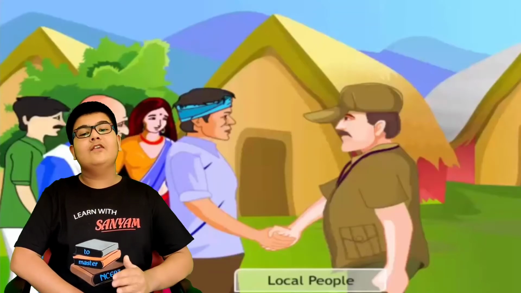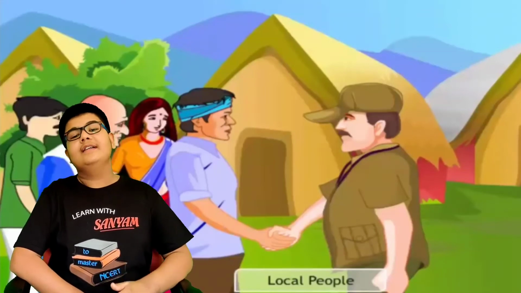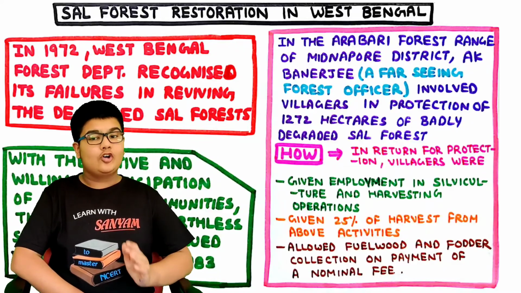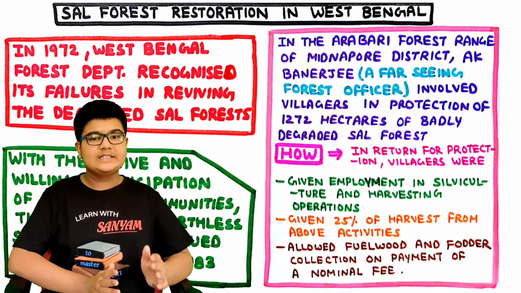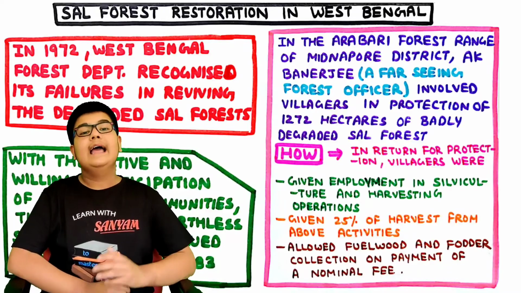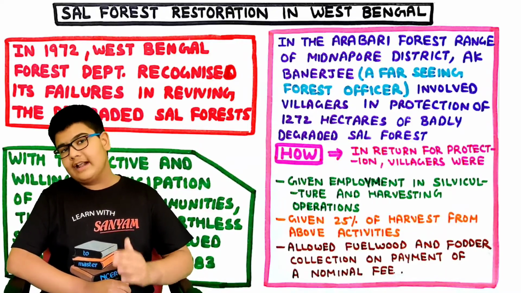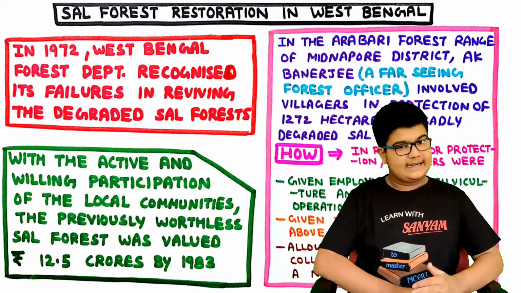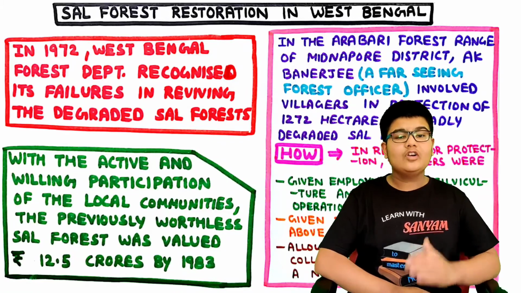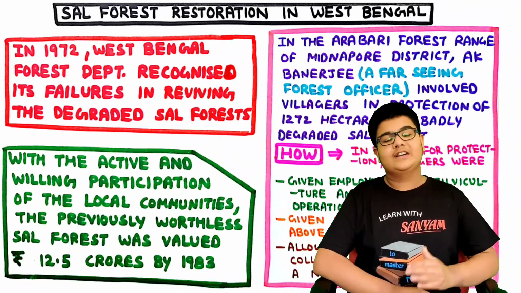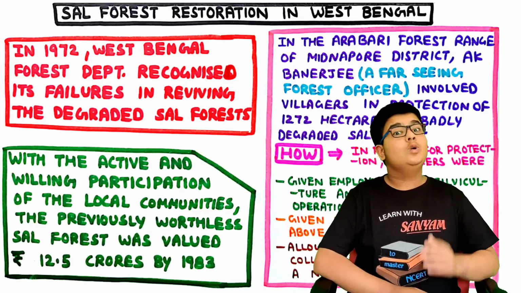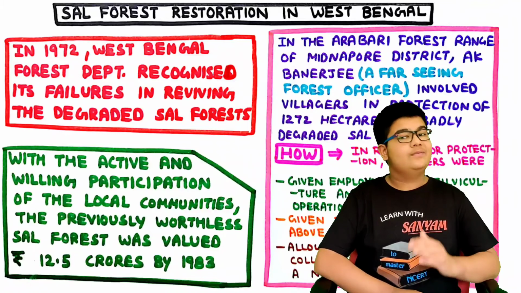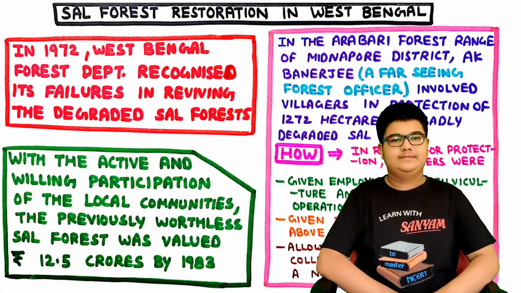How? In return for protection, the villagers were given employment in silviculture and harvesting operations. They were also given 25% of the harvest from all these above activities, and they were allowed fuel wood as well as fodder collection on payment of just a small nominal fee. With the active and willing participation of local communities, the previously worthless Sal forests were valued at 12.5 crores in 1983. Thus, local participation is very important for forest conservation.